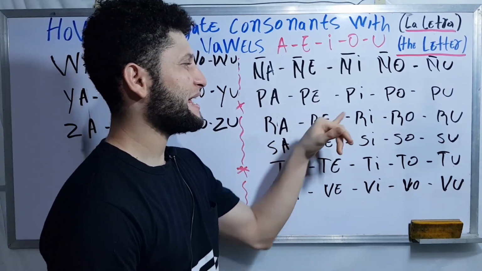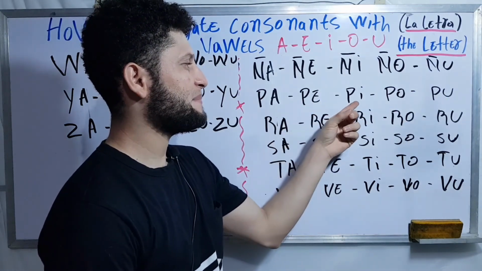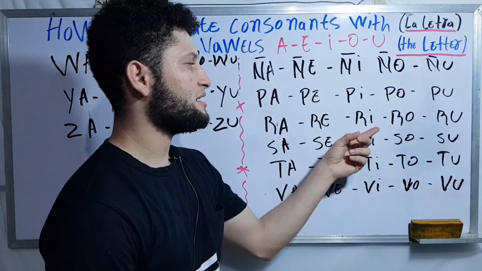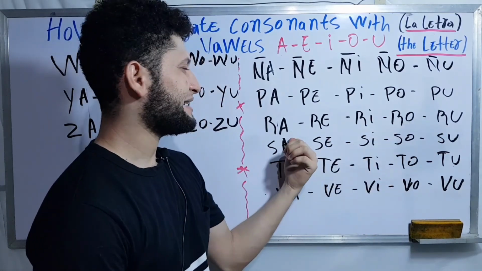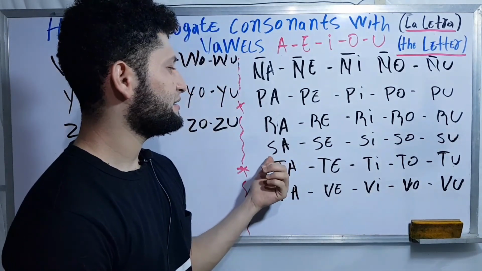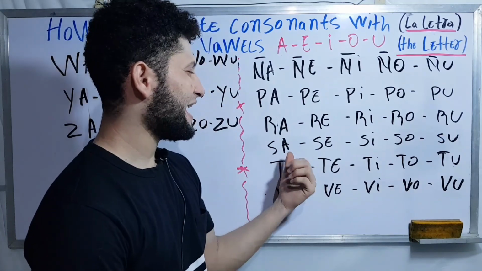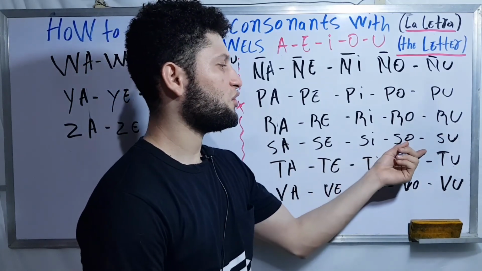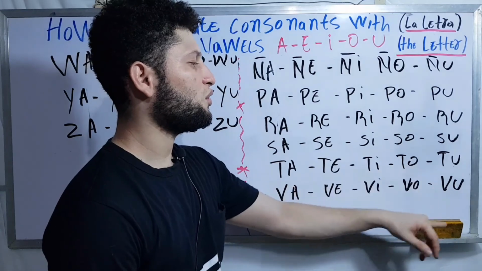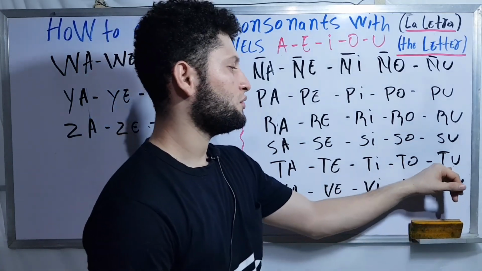Pa, pe, pi, po, pu. Ra, re, ri, ro, ru. Sa, se, si, so, su. Ta, te, ti, to, tu.